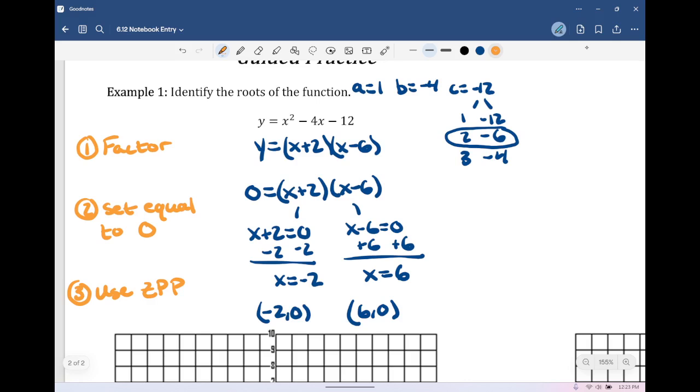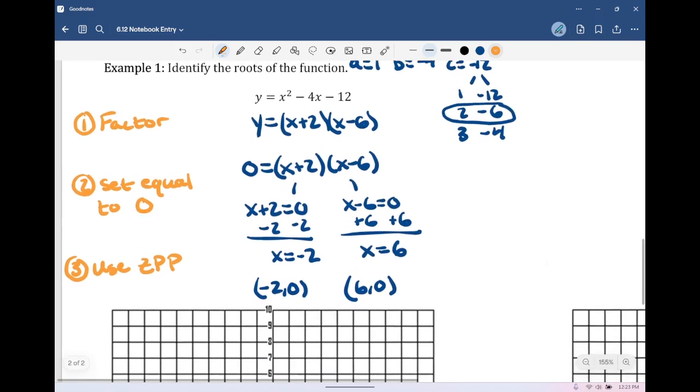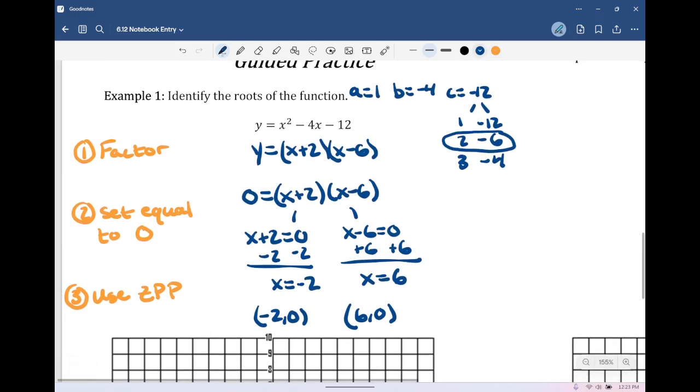Now, we're just going to go ahead and sketch this. What we do is not going to be a perfect image of this graph, because I don't know any other points. I don't know the vertex. I don't know a scale factor. I just know where it needs to hit. But I also know that A is positive. And so yesterday we talked about this. What does it mean for A to be positive?